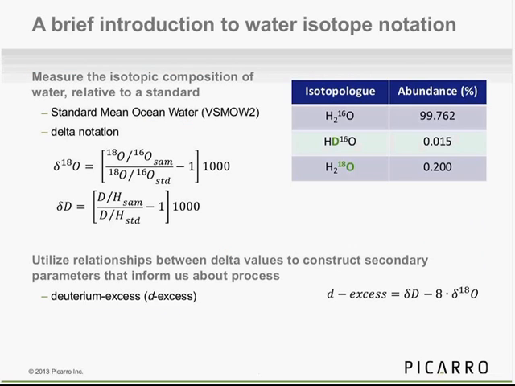Very quickly, just as a reminder, we all probably know this, but of course, what we're doing is measuring the isotopic composition of a sample water as compared to a standard. Most typically for water isotopes, we're looking at VSMOW2. And of course, from delta O18 and delta D, we also have the ability to look at a secondary parameter, deuterium excess, which is basically the deviation from a global meteoric water line.